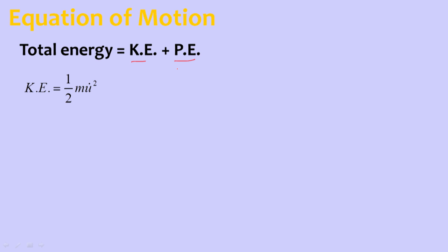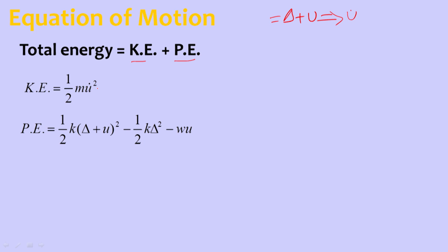Kinetic energy is half m v square, that is, half m velocity square. Since the total displacement is delta plus u, if I differentiate this with respect to time, I get only u dot. So, kinetic energy is half m u dot square. This is kinetic energy. Now, let us write potential energy. Potential energy here consists of two terms, that is strain energy minus work potential. How much work has been done by the body by pulling from the static equilibrium position to the u position, that is W into u.